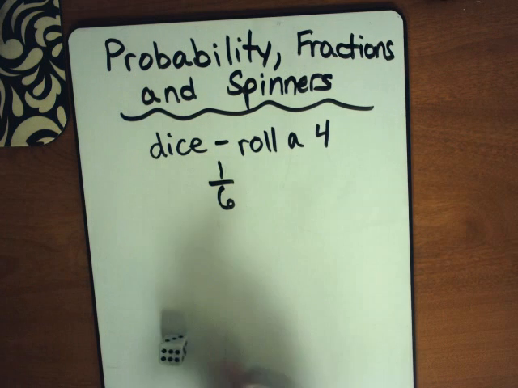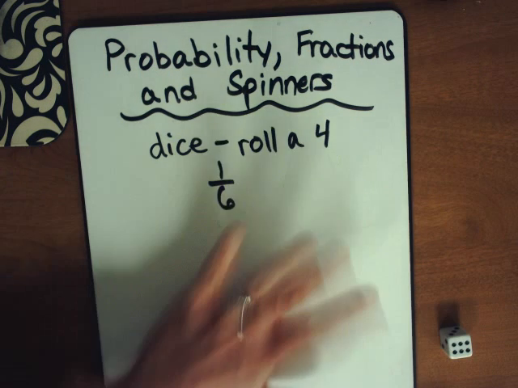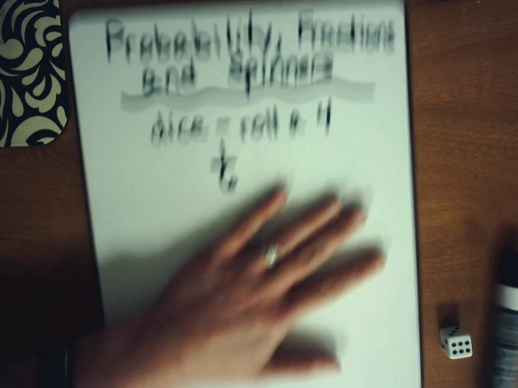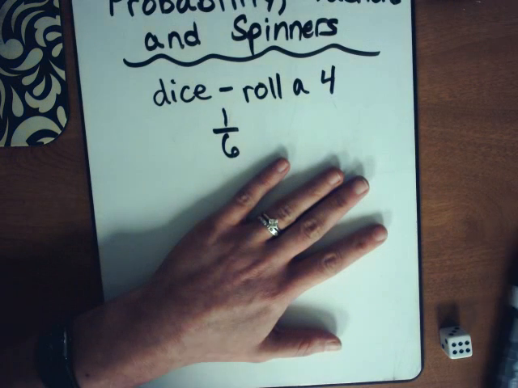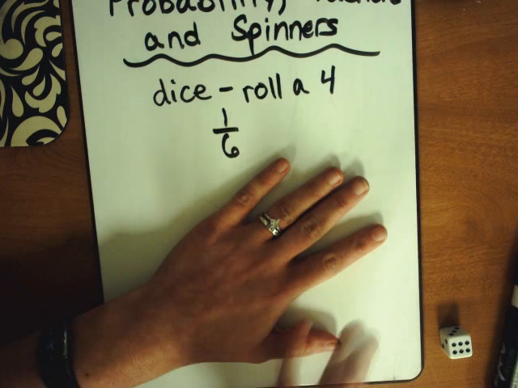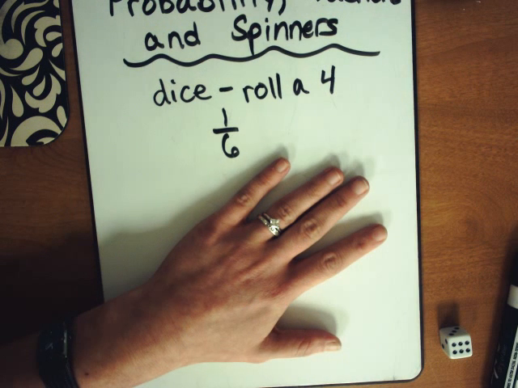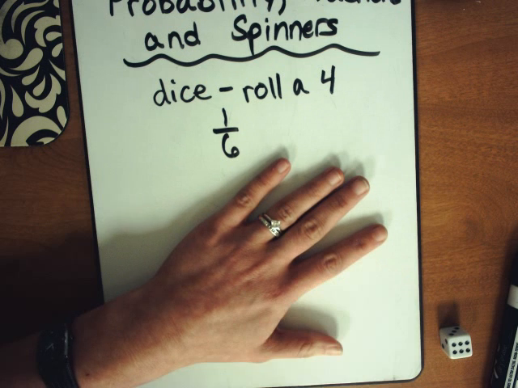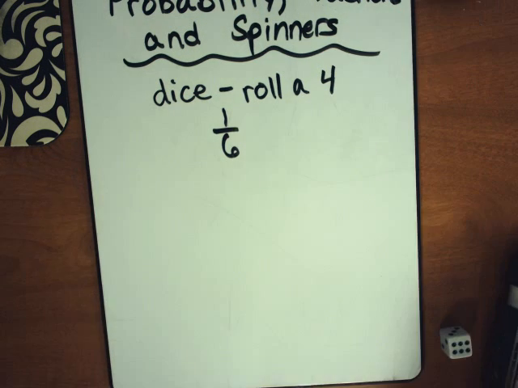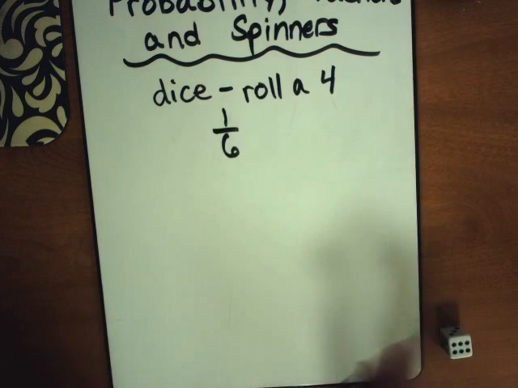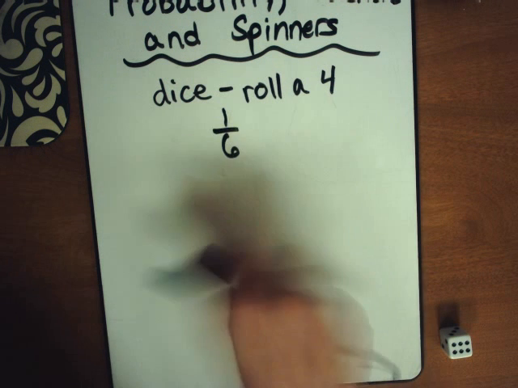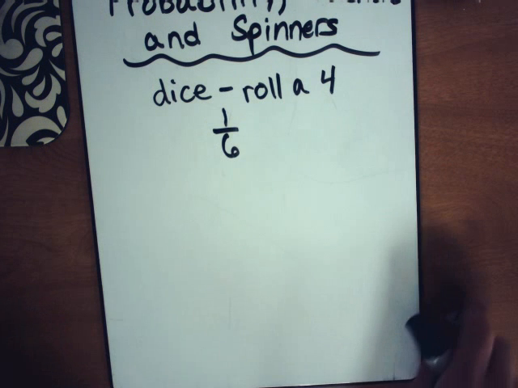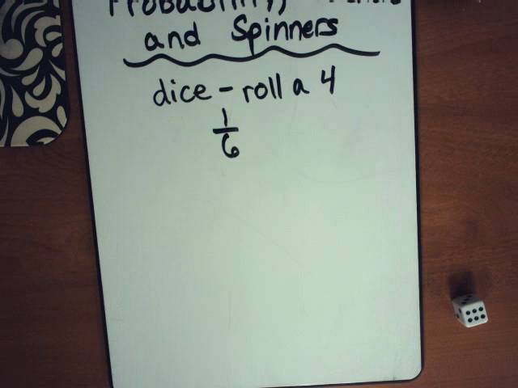So if we were thinking about our hands, the probability of me, if I cut off all these fingers and thumb, I know that's silly, the probability of me grabbing a thumb out of there would be 1 out of 5, right? So when we think about probability, we have to have equal fair chances in order for it to be called a fair play, all right? So make sure that you've jotted that down right there.